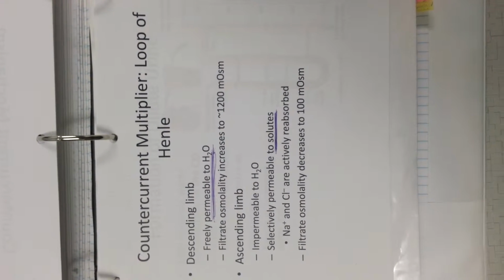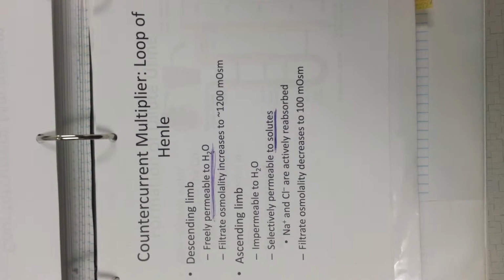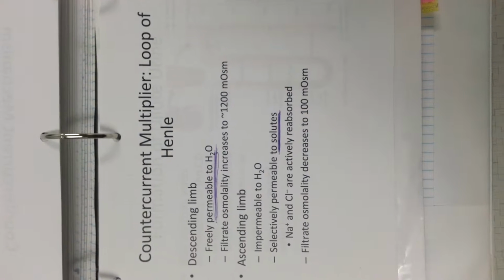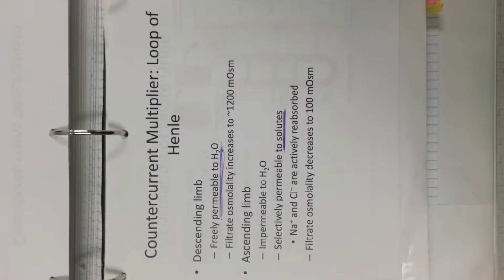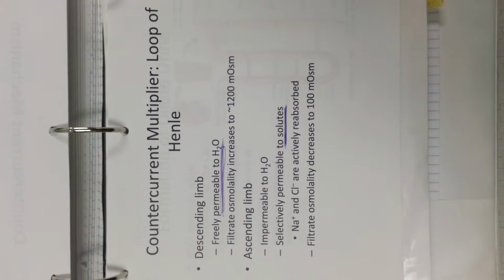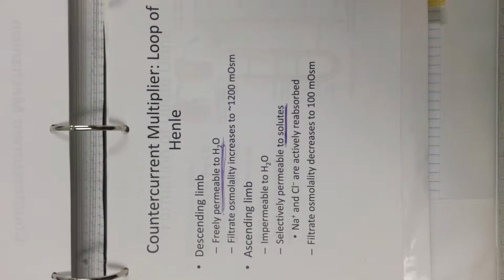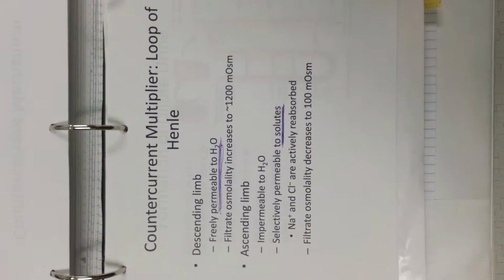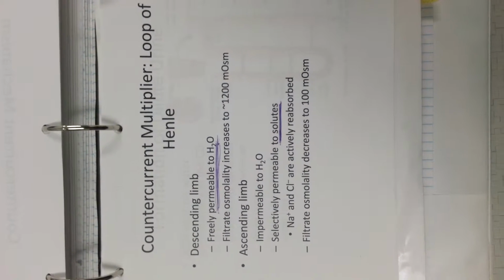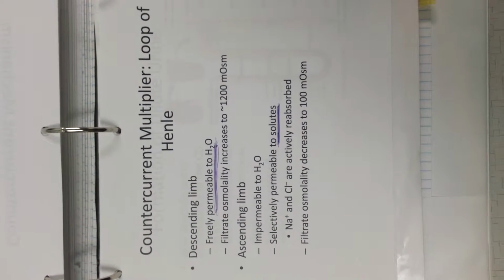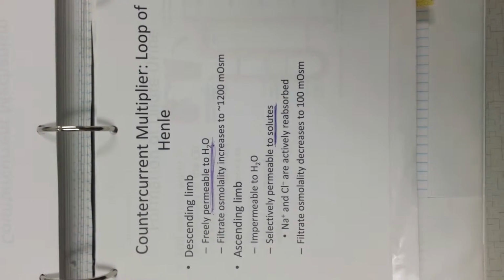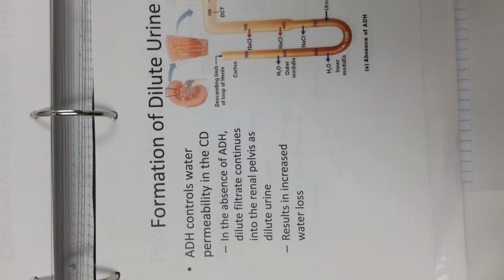Like I said earlier, the descending limb is freely permeable to H2O. Filtrate osmolality increases to 1200 milliosmol. The ascending limb is impermeable to H2O and selectively permeable to solutes. Sodium and chloride are actively reabsorbed here in the ascending limb. Filtrate osmolality decreases to 100 milliosmol.